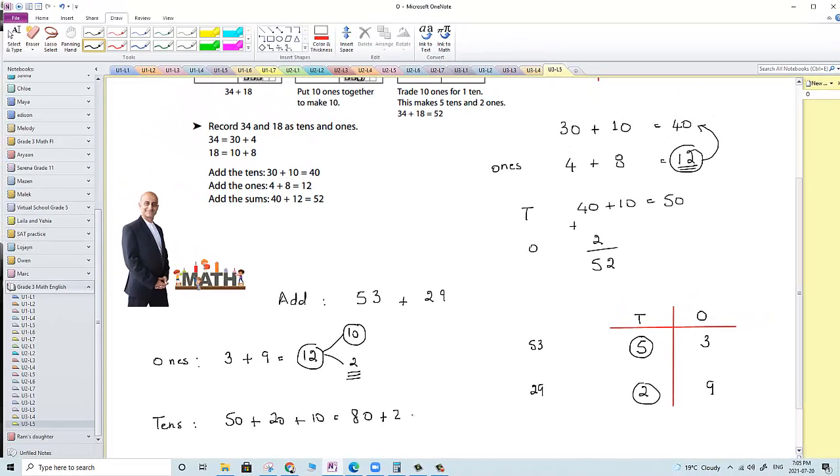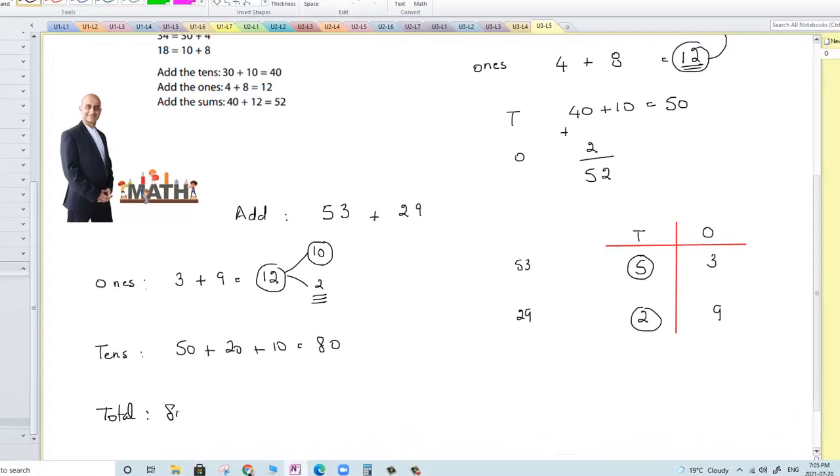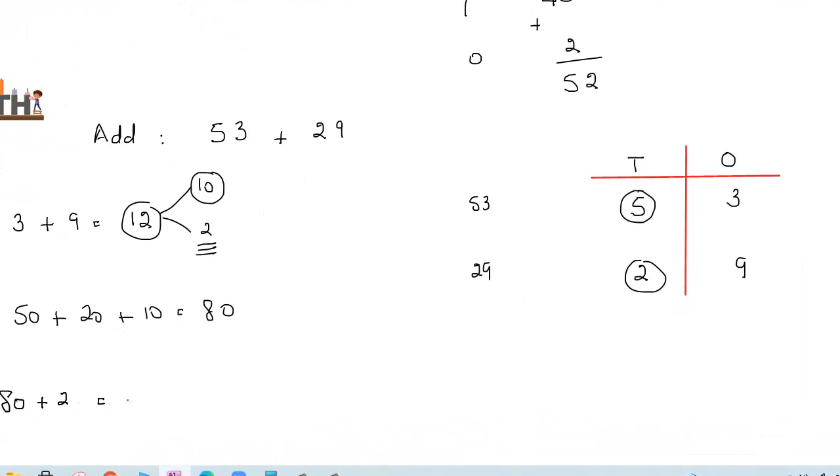So 80 plus 2. In this case I don't prefer to write it under the tens, so I'm going to add the total. I will have 80 plus the 2, which means 82. And this is the total of everything I have. So we can use the place value chart, talk about how many tens and how many ones I have, and add them.